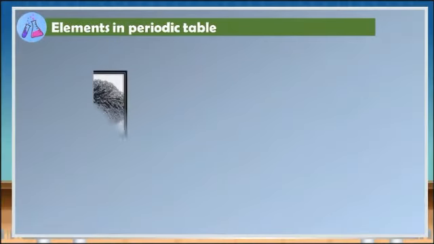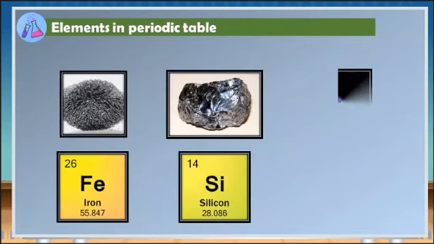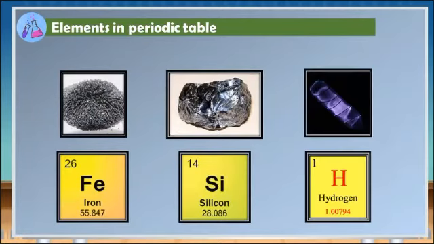Okay, so right now, class, these are the samples of elements, and of course, those things are the picture that shows what they look like. So we have iron, so it looks like this, as you can observe. And then we have silicon, it looks like this. And then we have hydrogen. Okay, we have here a bottle filled with the hydrogen. So hydrogen yan nasa loob. Okay, so yan siya.